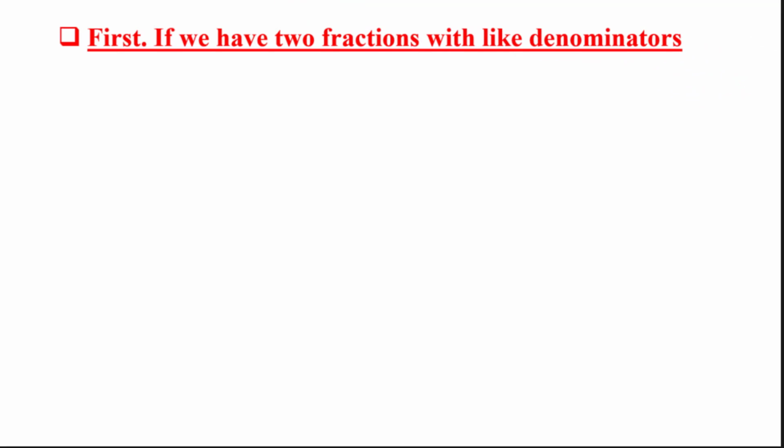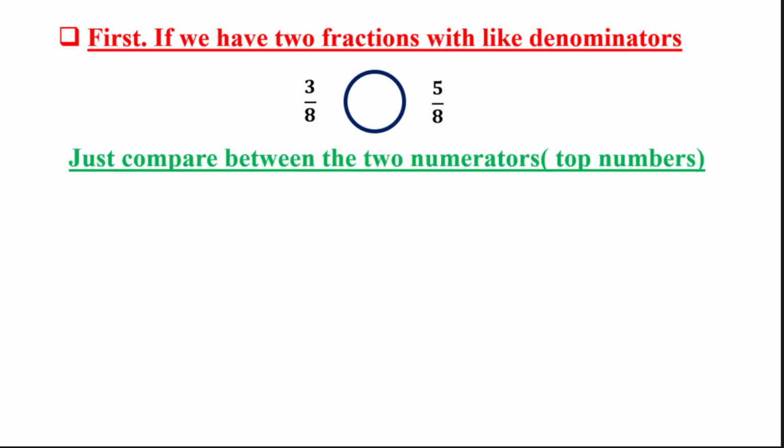From the previous examples, we deduce some rules to compare between two fractions. First, if we have two fractions with like denominators, like 3 over 8 and 5 over 8, to compare between them just compare the two numerators. Numerators are the top numbers. We have 3 and 5. Which one is greater? 5. So we will write less than here.